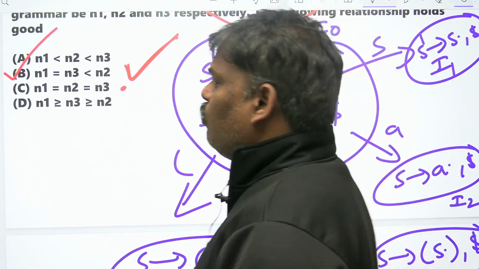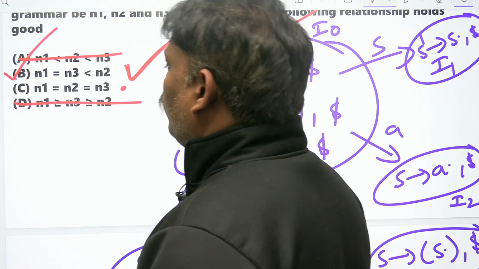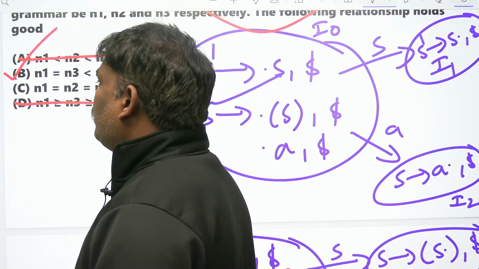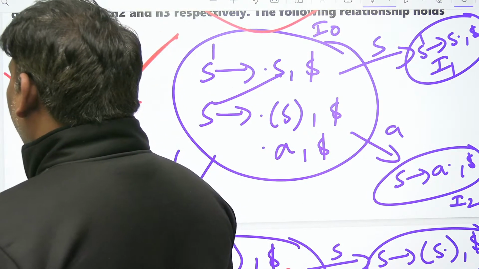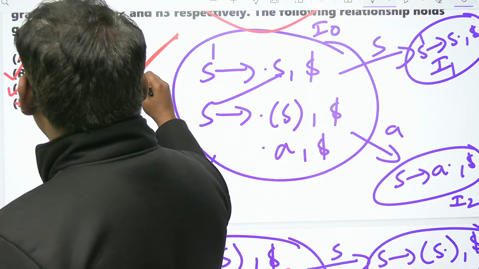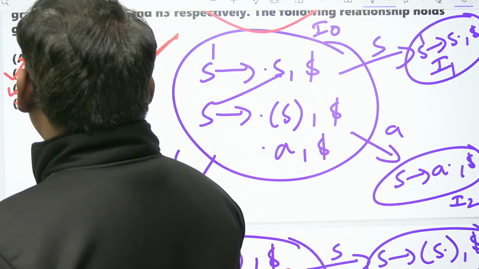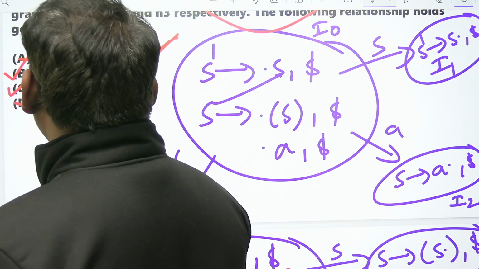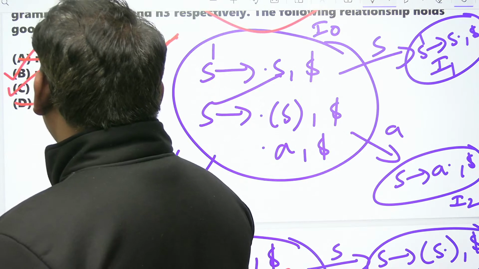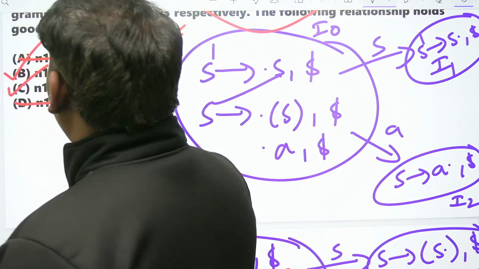It cannot be A, no way at all. It cannot be D either. The only answer which will satisfy for any grammar is going to be either B or C. For this problem, only B. If you take any grammar for this kind of problem, either B will work or C will work. But for this problem, B will work. B is the answer.